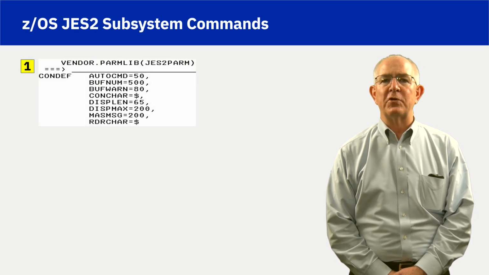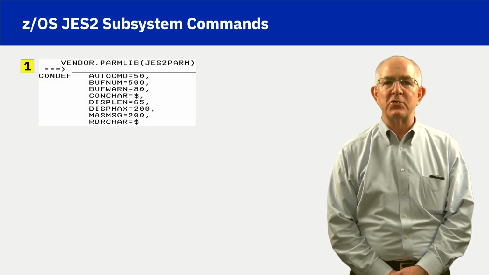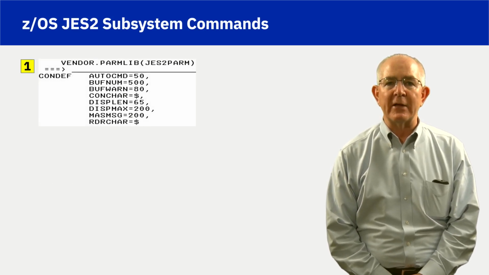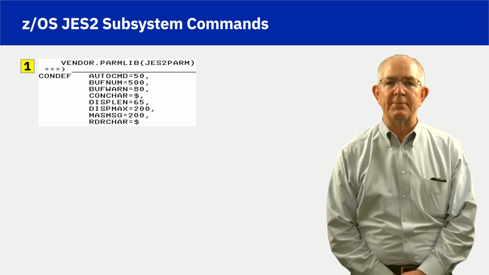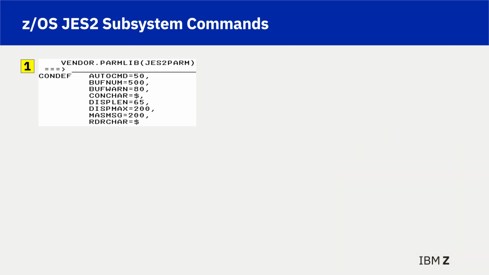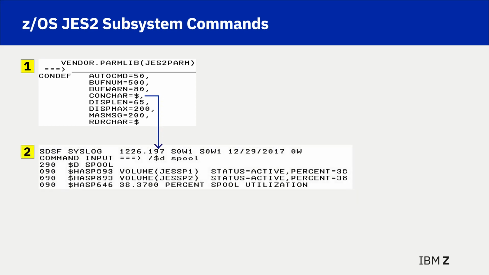The chart has two snippets. One is showing JES2 parameters read as a result of starting the JES2 subsystem. CONCHAR equal dollar symbol is defining the console subsystem command recognition character. Two is showing the dollar subsystem command string followed by a JES2 command to display the JES2 spool, then followed by the output of the JES2 subsystem display command.